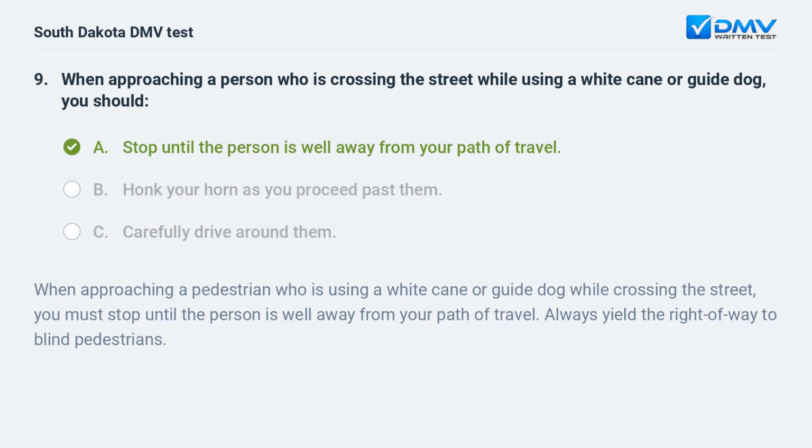A. Stop until the person is well away from your path of travel. When approaching a pedestrian who is using a white cane or guide dog while crossing the street, you must stop until the person is well away from your path of travel. Always yield the right of way to blind pedestrians.